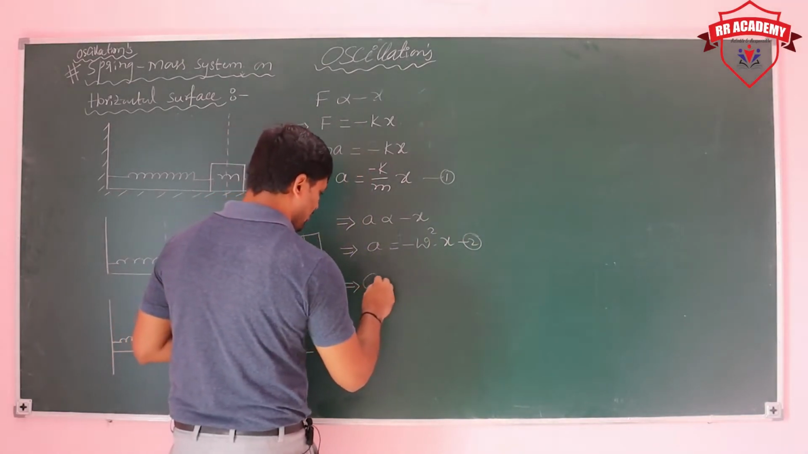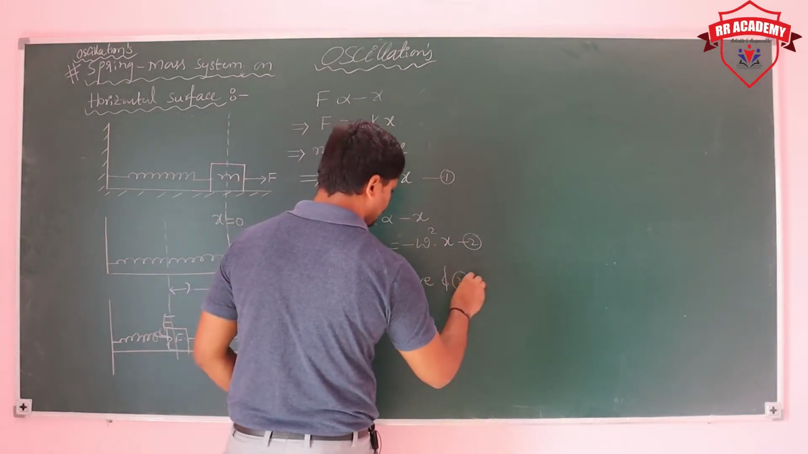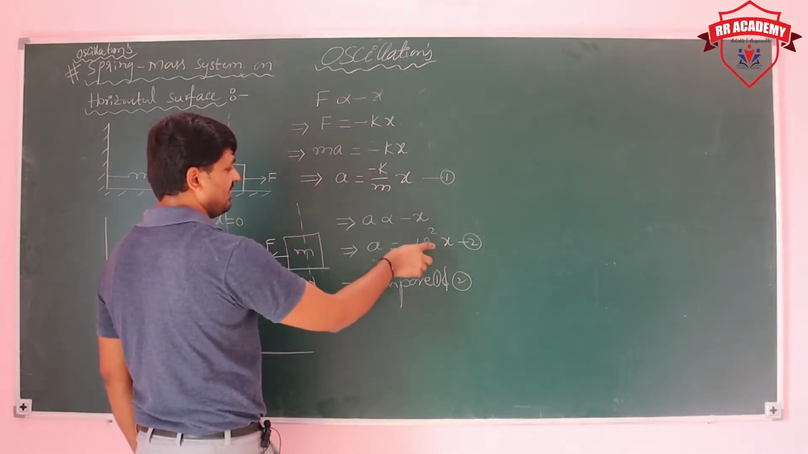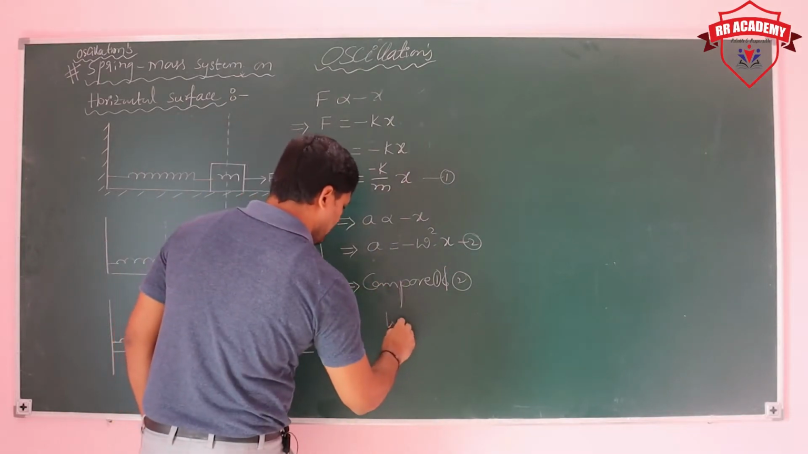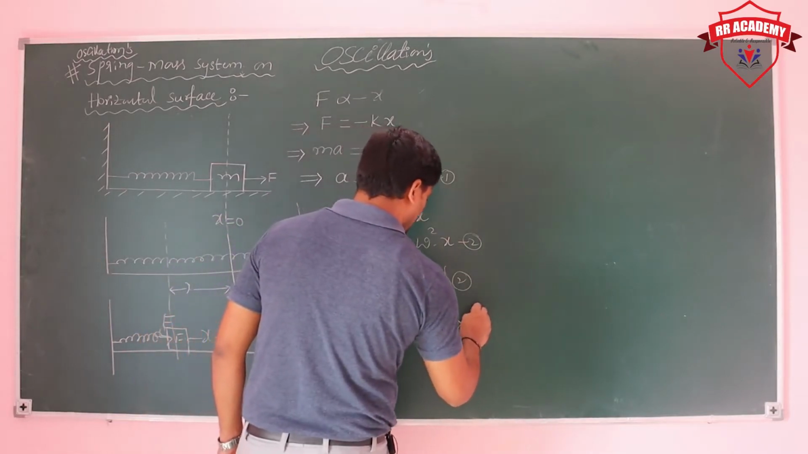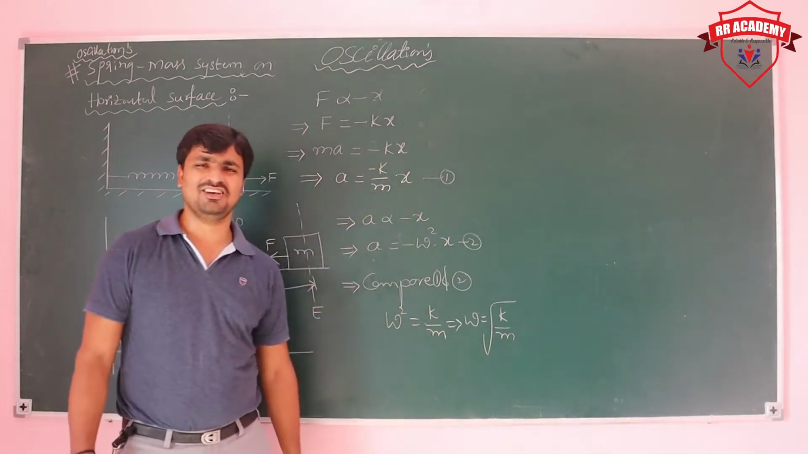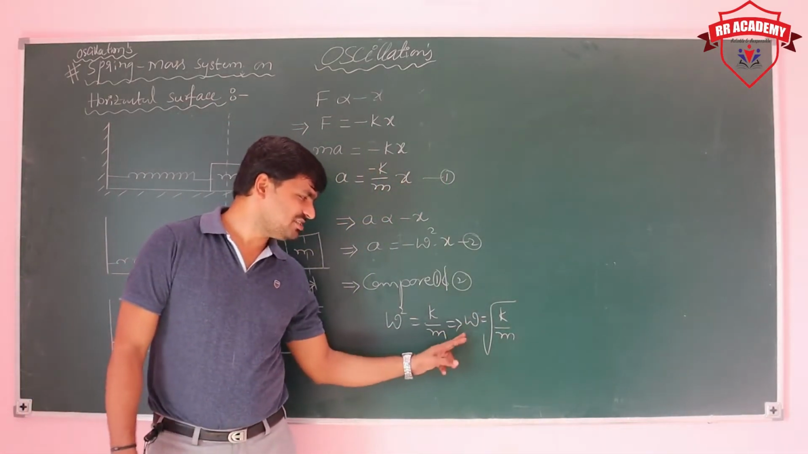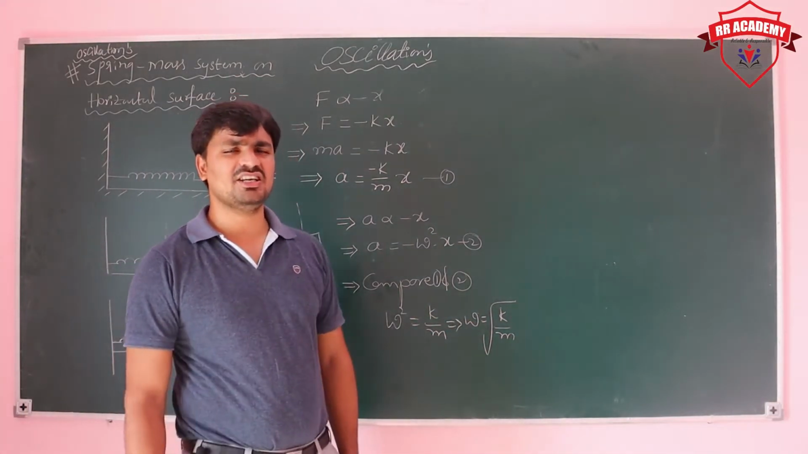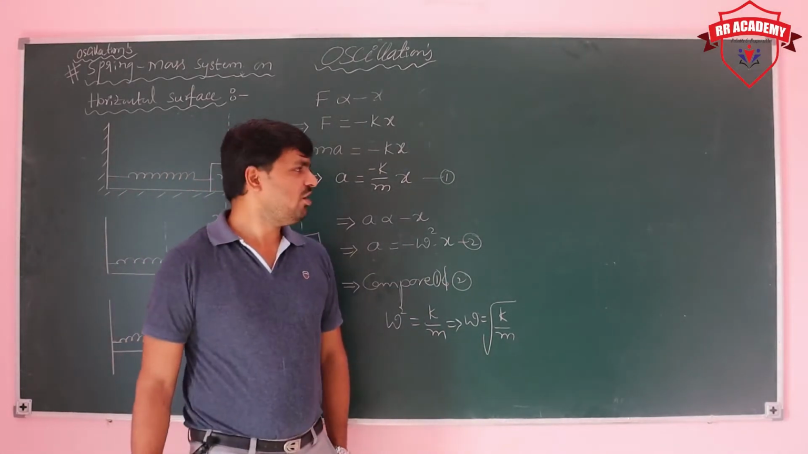Just compare both equations. If you compare 1 and 2, a is equal to a, x is equal to x, so k by m is omega square. That means omega square equals k by m. Then omega is equal to under root k by m. This is the value of angular velocity, or another name, angular frequency.